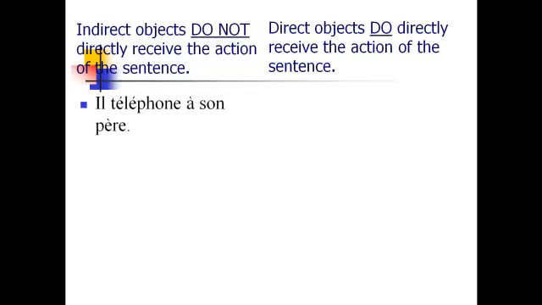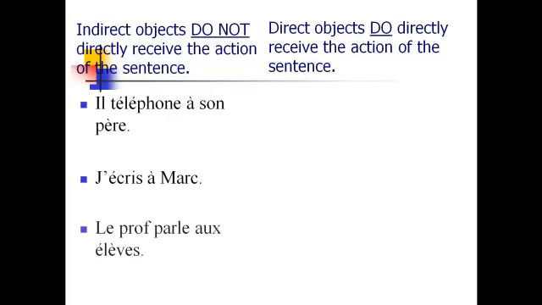So take a look at this sentence that has an indirect object in it. Il téléphone à son père. Son père, his father, is the indirect object. He is indirectly receiving a phone call. Look at the second sentence here. J'écris à Marc. Marc is the indirect object. He is indirectly receiving something that's been written. Le prof parle aux élèves. Aux élèves is the indirect object. The teacher is talking to the students.